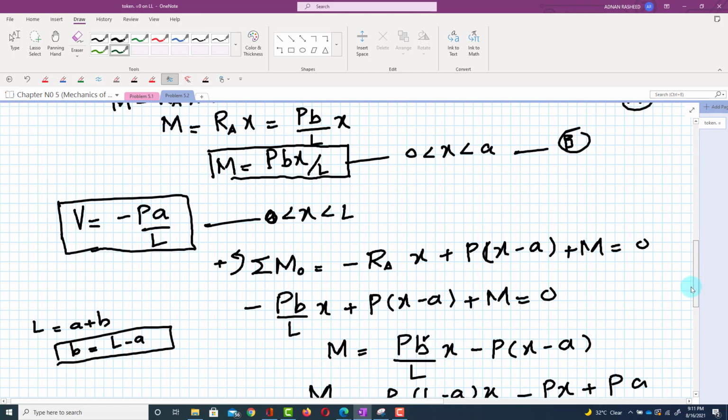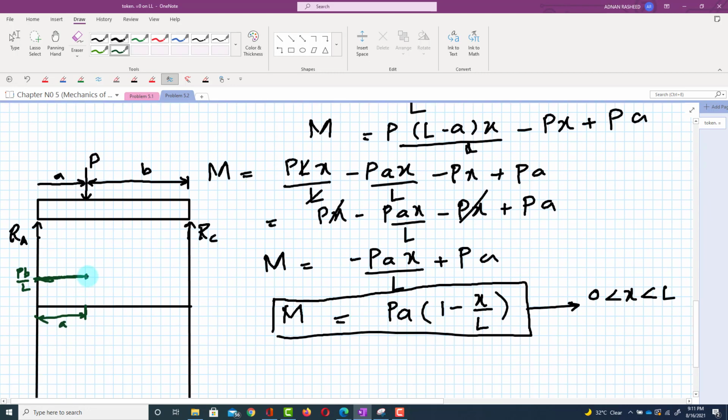At this point, from this point it will go downward. So how much will it go downward? It will go to PA over L, sorry, PA over L. And from the equation you can see that for x greater than a and less than L, it will be constant. So this will be your shear force diagram for the above beam.